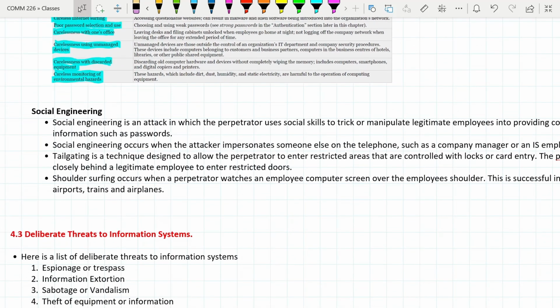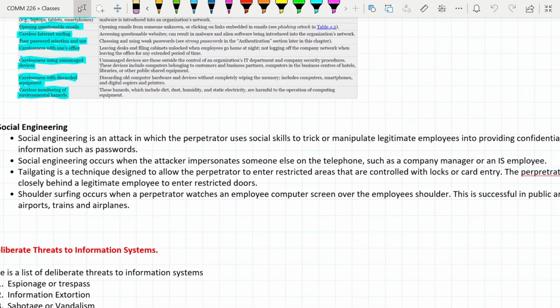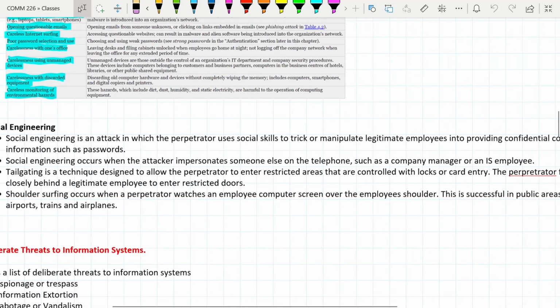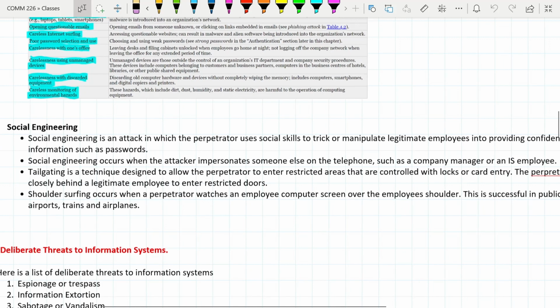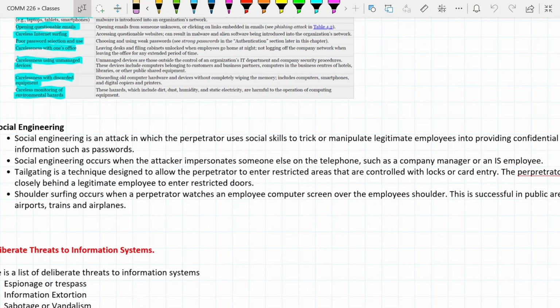Social engineering is an attack in which the perpetrator uses social skills to trick or manipulate legitimate employees into providing confidential company information, such as passwords. Social engineering occurs when the hacker impersonates someone else on the telephone, such as a company manager or an IS employee. Tailgating is a technique designed to allow the perpetrator to enter restricted areas that are controlled with locks or card entry. The perpetrator follows closely behind a legitimate employee to enter those restricted doors.